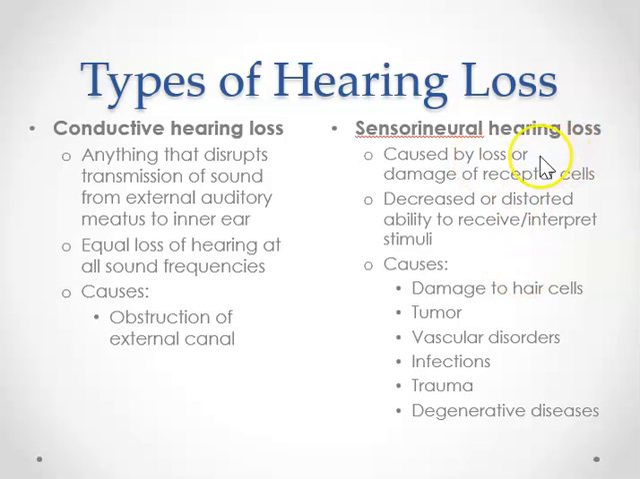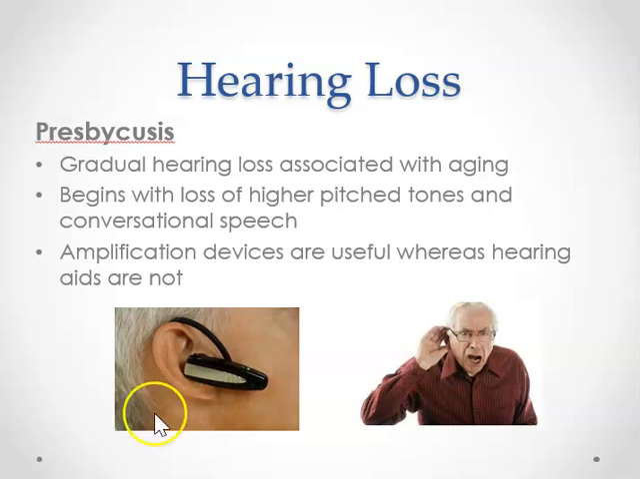With sensory issues with hearing loss, these are going to be caused by loss or damage to the receptor cells. They're going to have a decreased or distorted ability to receive and interpret stimulus. This can be damage to hair cells, a tumor, vascular disorders, infections, trauma, or even degenerative diseases.